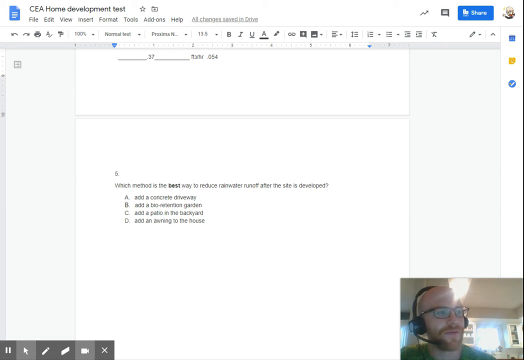Okay, so question 5: which method is the best way to reduce rainwater runoff after the site is developed? So this is something that makes sense and you will see it everywhere if you actually pay attention. In an area where there's a huge parking lot or a big building, probably pretty close by there's a park or a graveyard or a retention pond, like a pond with a fountain or something like that, or a green space, because when developers develop the area, they have to supply an area where that runoff is not going to increase.